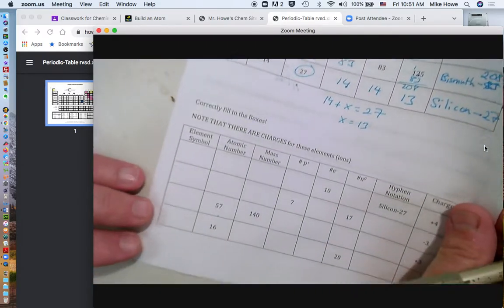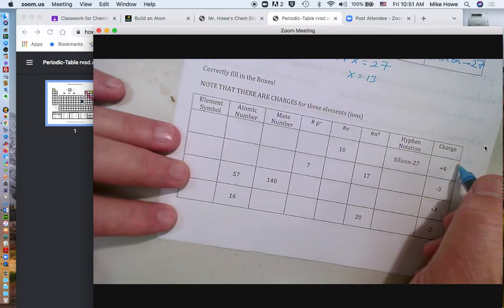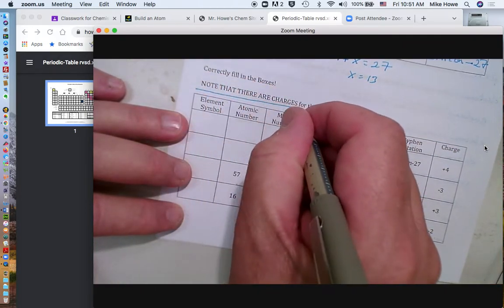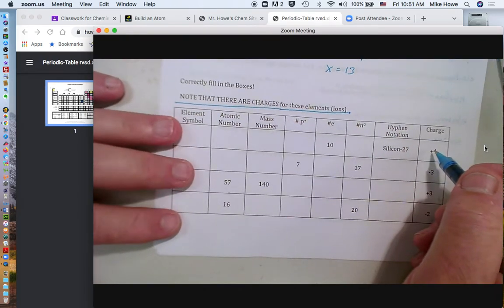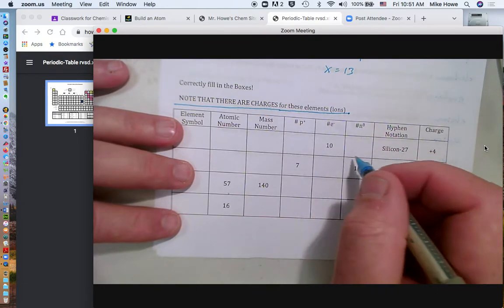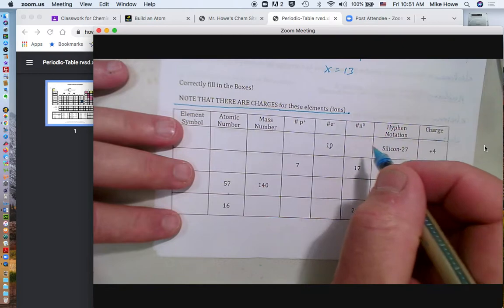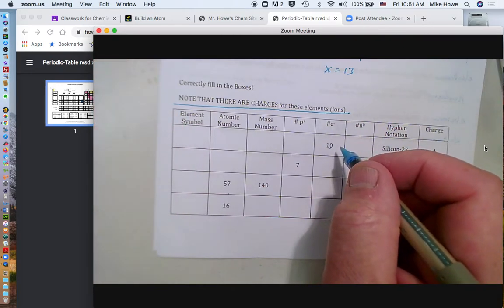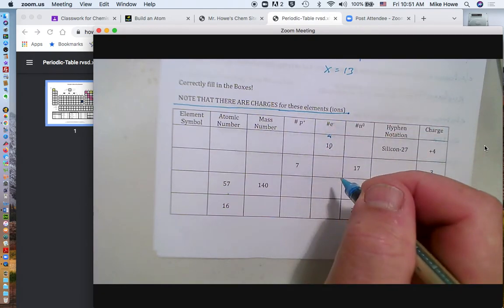All right, so that was that table. Now let's take a look at this table. Here we have 10 electrons with a +4 charge. Note that there are charges, so they're ions. A +4 charge means you've lost 4 electrons. So before you lost 4, how many did you have? You have 10 after you lost 4, so it would have been 14.